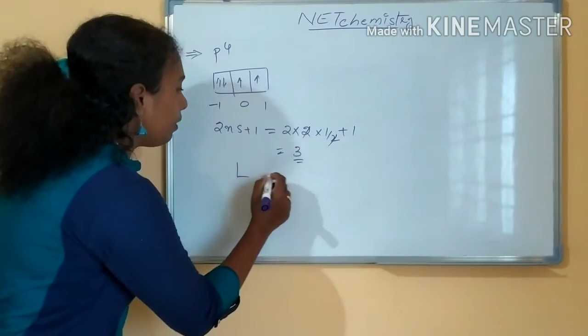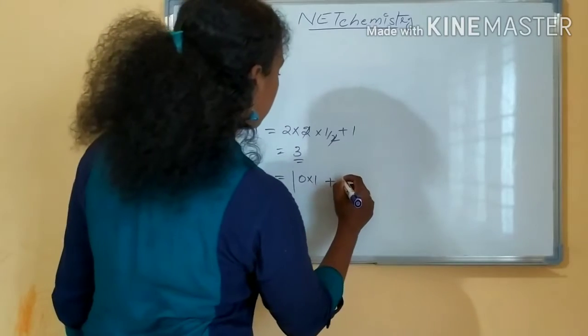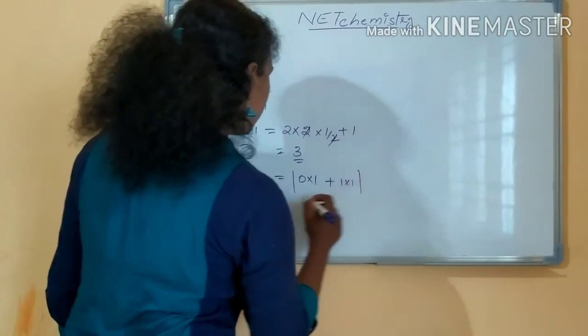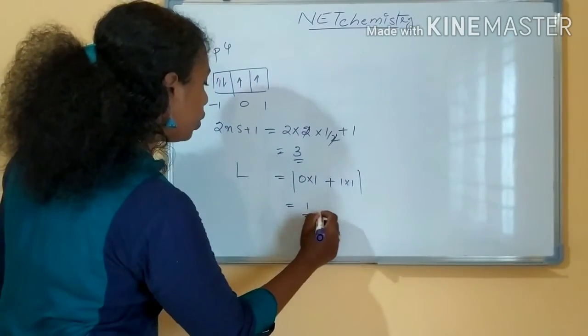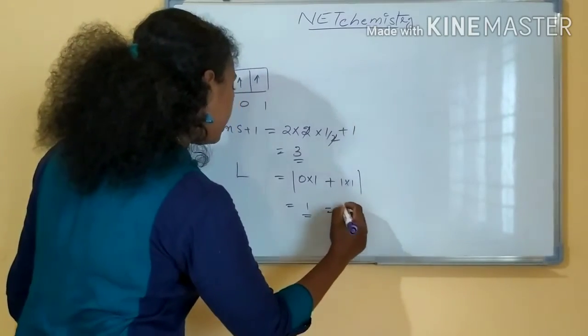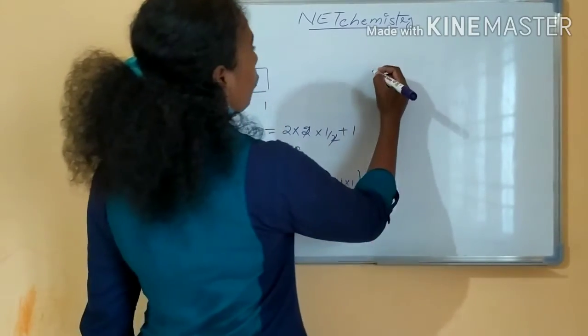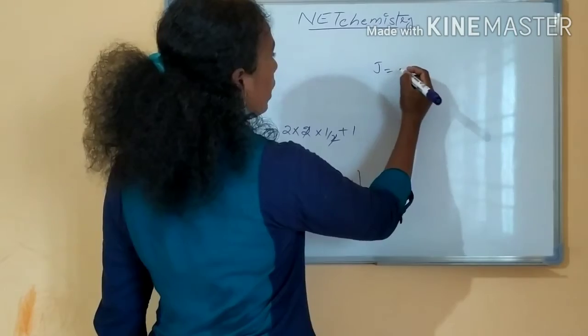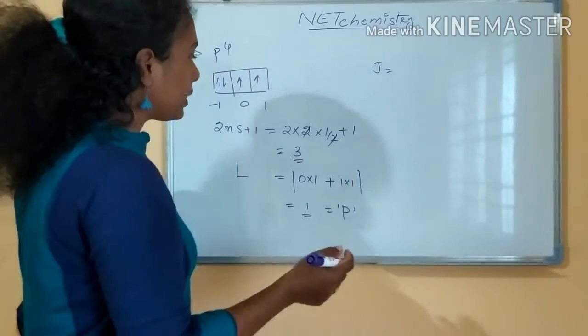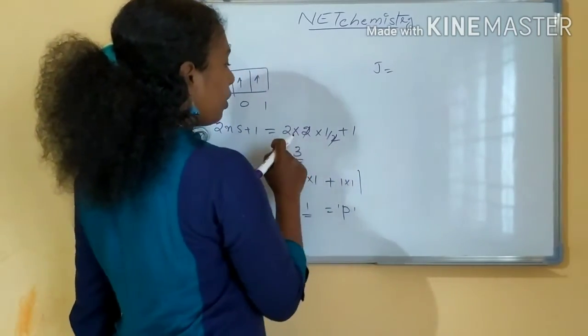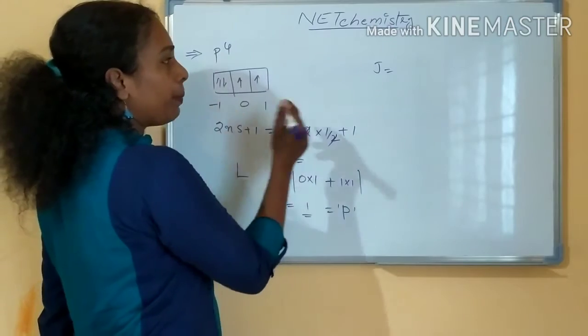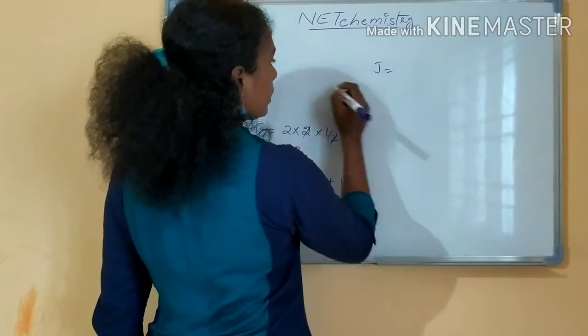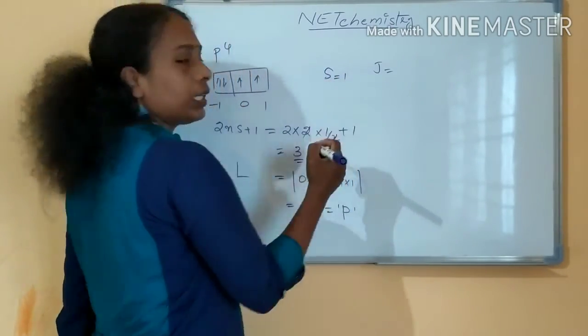And what is the L value here? 0 into 1 plus 1 into 1, right? So what you are getting? 1. L equal to 1 is nothing but P, right? Now we have to consider the J value. J value is equal to L plus S to L minus S. What is L plus S? What is the S value? 2 unpaired electrons are there, right? S is equal to 1.